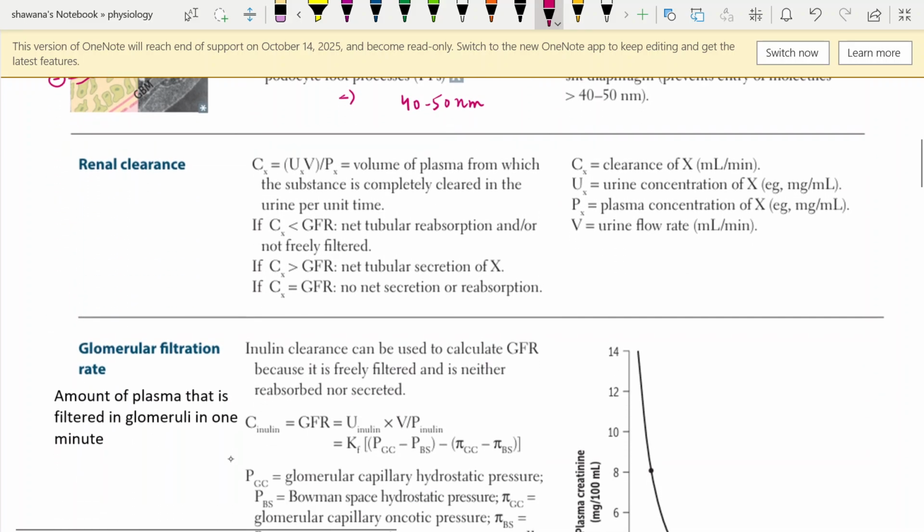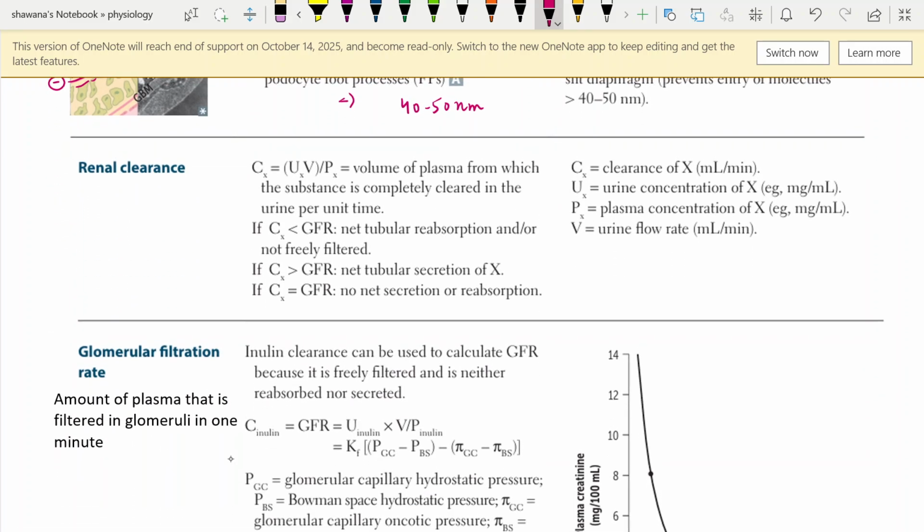Let's talk about renal clearance, and renal clearance is very important because these are some terminologies and some of the formulas that we need to know as far as renal physiology is concerned. First of all, what is the definition of renal clearance? It's the volume of plasma from which substance X is completely cleared into urine per unit time. It means that from the plasma, substance X is being cleared into the urine in a unit time.